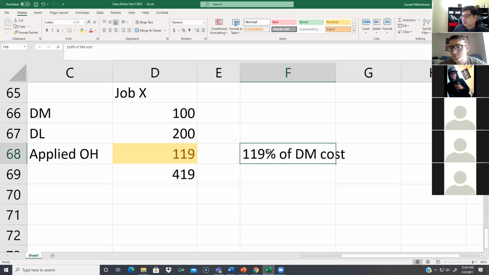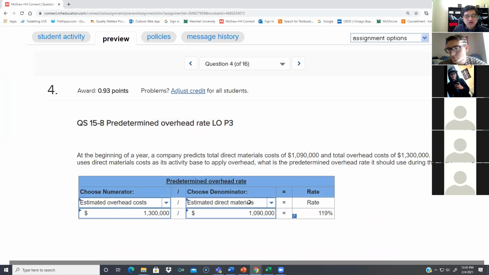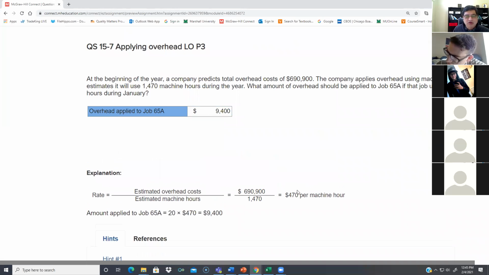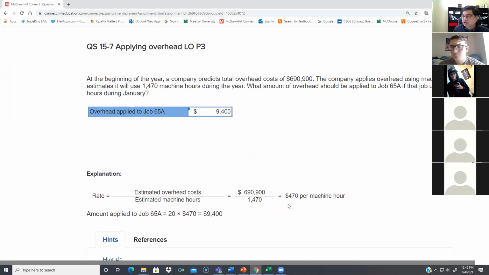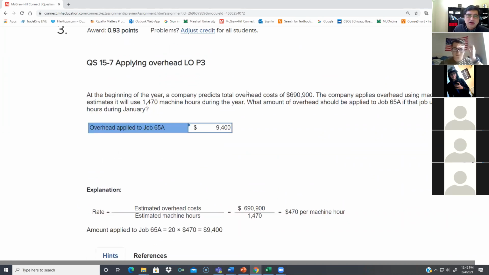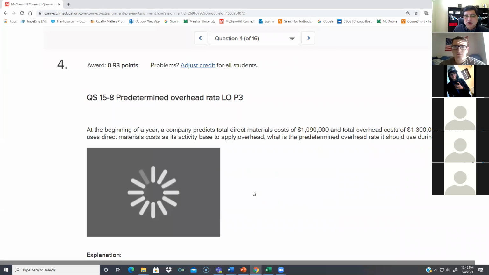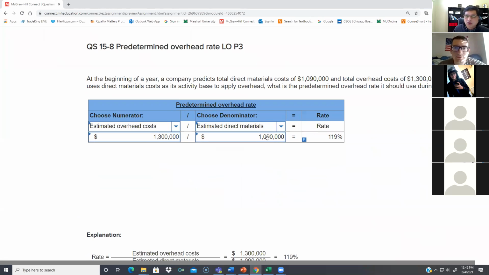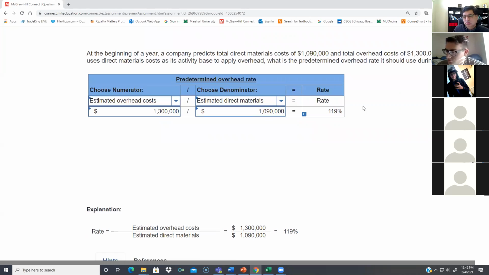So, do we get the rate from the estimated overhead divided by the estimated level of activity? Yes, the formula remains the same. The base will always be in the denominator. In this case, since it's in dollars itself, it is not machine hours like in the previous case, where it was $470 per machine hour. But in this case, it is dollar over dollar, not dollar over units. It's just 119%, meaning this number is 119% of this number. That's all it is.